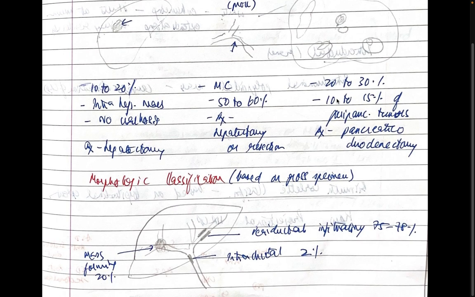Morphological classification is based on the gross specimen. So you have mass forming in 20%, periductal infiltrating in 75 to 78%, and intraductal in 2%.